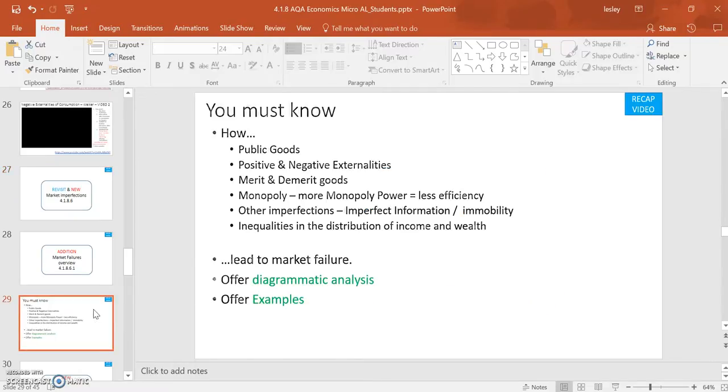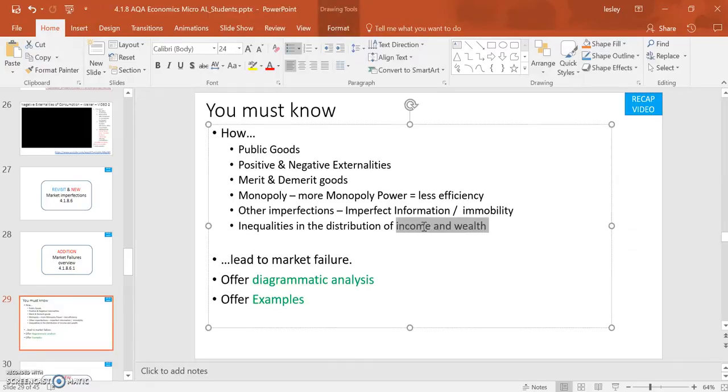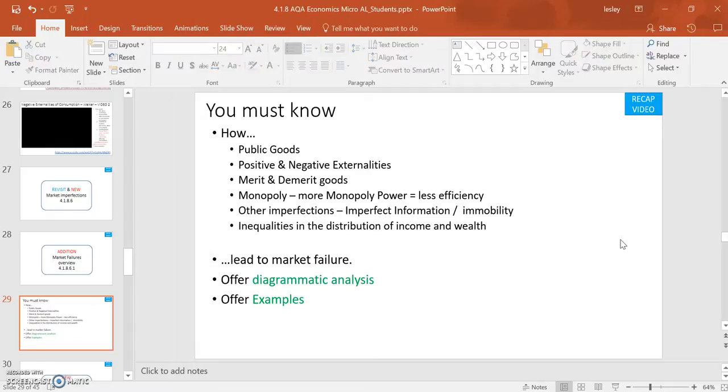The other thing just to remind yourselves, of course, is that inequalities in the distribution of income and wealth is also an impact of labour market failure, because it is the wage differentials that are the major cause of inequalities in the distribution of income and wealth. So this is quite a nice little list for you to get to know, and be able to draw diagrams, lead on diagrammatic analysis, and offer examples for all of these occasions where markets fail.